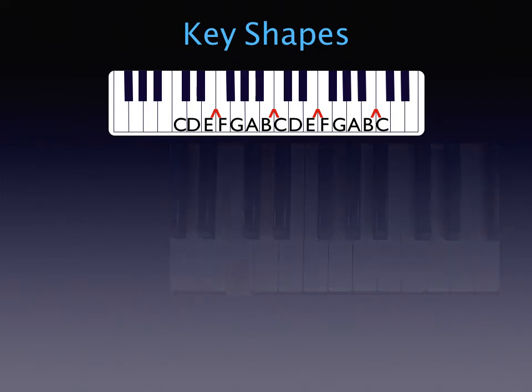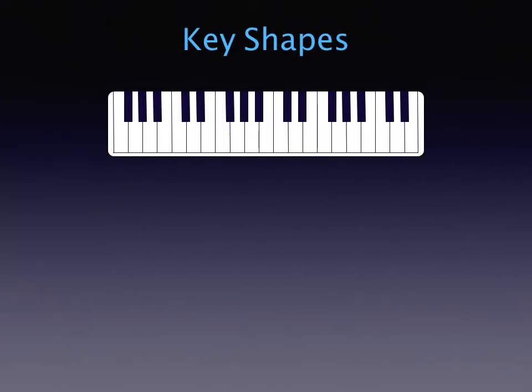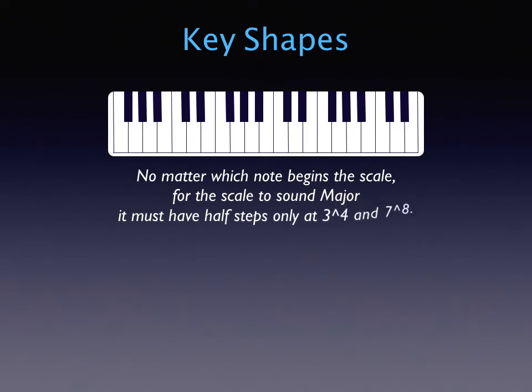And that's what a C major scale sounds like. No matter which note begins the scale, for the scale to sound major, it must have a half step only at 3, 4, and then again at 7 and 8.